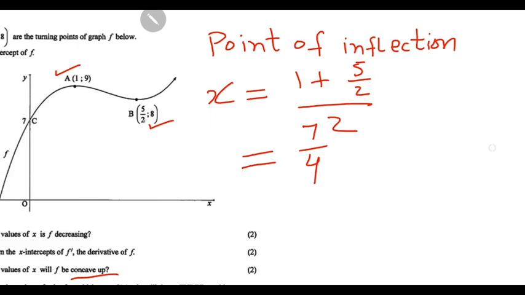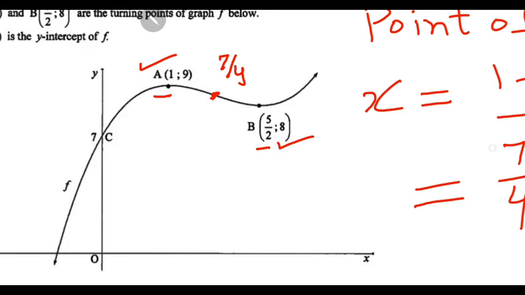So 5/2 is 2.5, and 1 is here, which is 1, and 7/4 is going to be 1.75. That will be somewhere between these two, so somewhere here. So 7/4 is here. This is our point of inflection. Now I can analyze the graph and then I can give the answer.